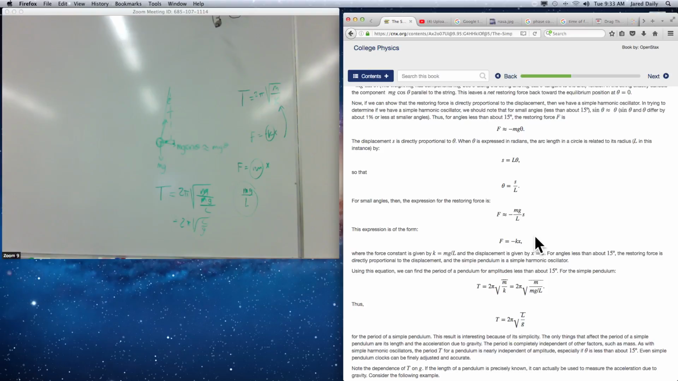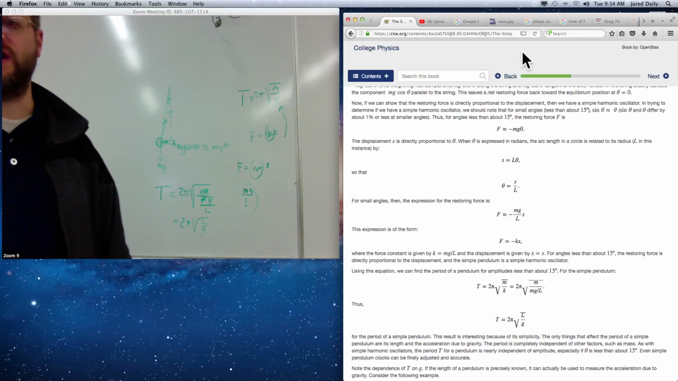So if you want to change how long it takes for a pendulum to swing back and forth, you don't change its mass. You just change how long it is. That's all that matters. Or you put it on a different planet with a different gravitational constant, right? So a clock with a pendulum on Earth swings at a different rate than it would on the moon. It changes depending on gravity.